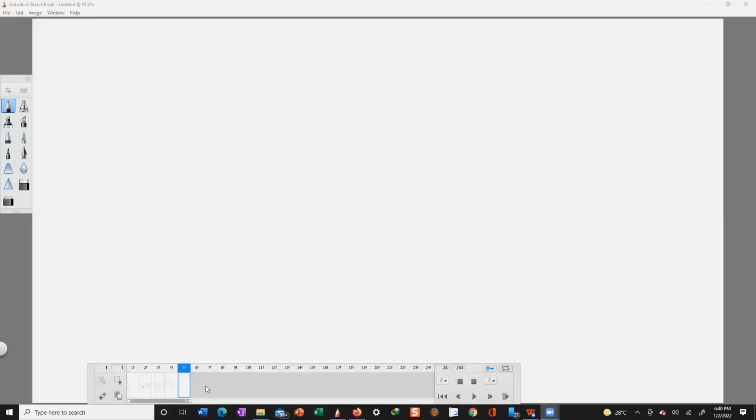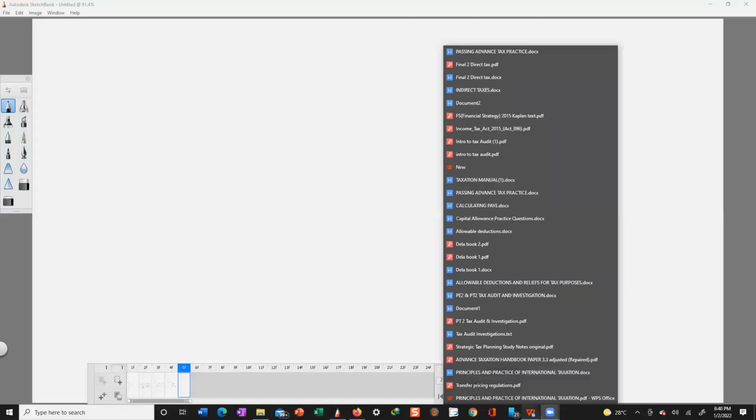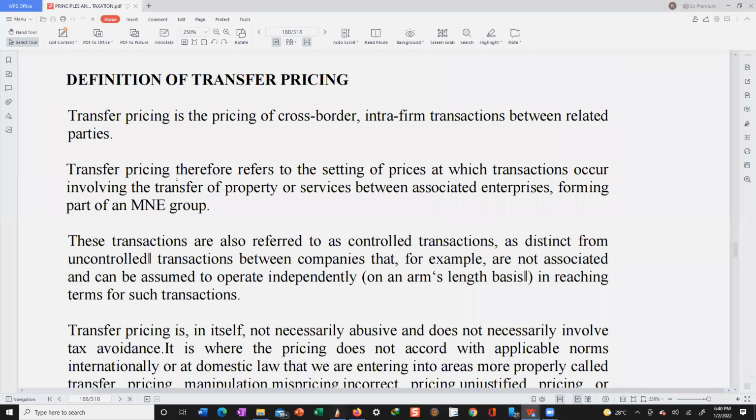Okay. So what is transfer pricing? Transfer pricing itself is a process, but a transfer price is what we derive in that process. So the pricing of cross-border intra-firm transactions between related parties is what we call transfer pricing. The process of setting prices, usually for the transfer of property, income, services between associated enterprises, which form part of a multinational entity group, is what we call transfer pricing.